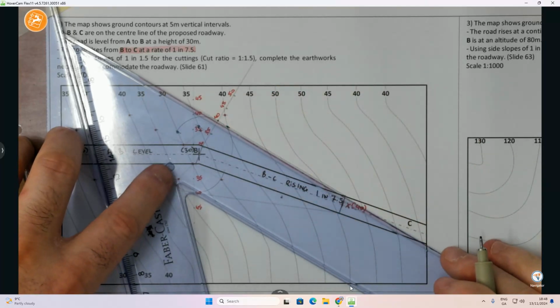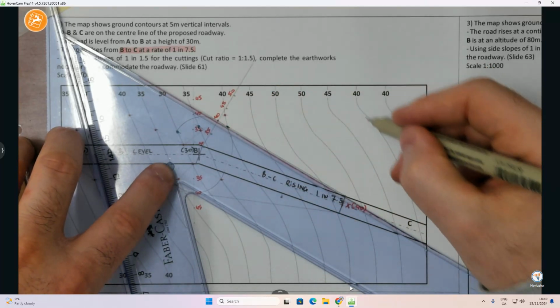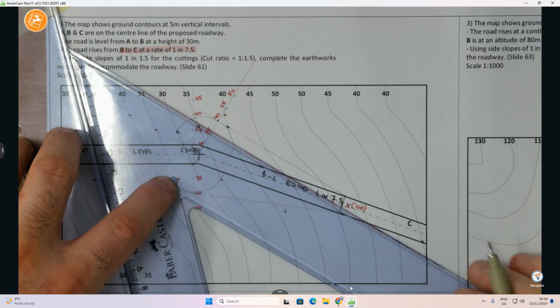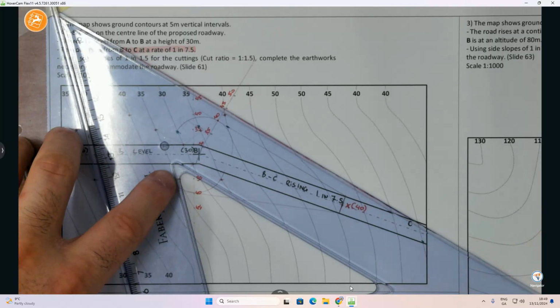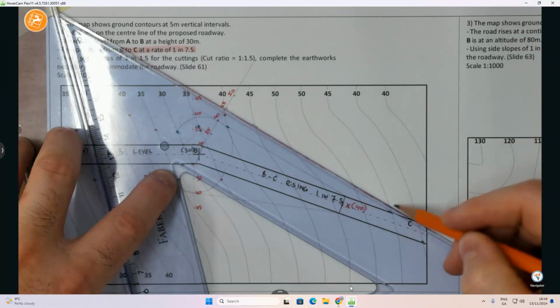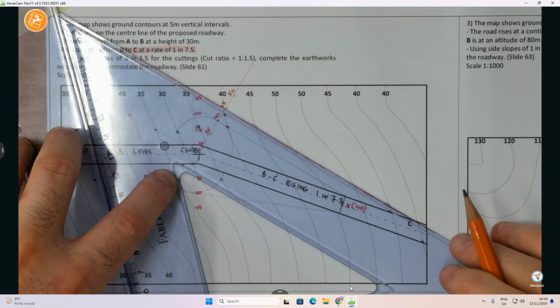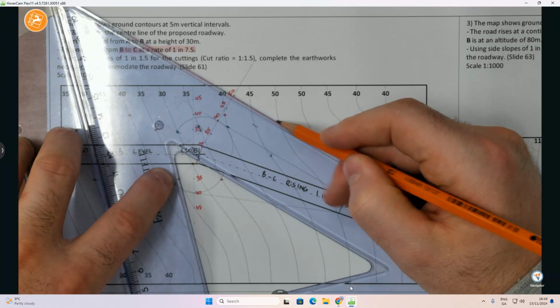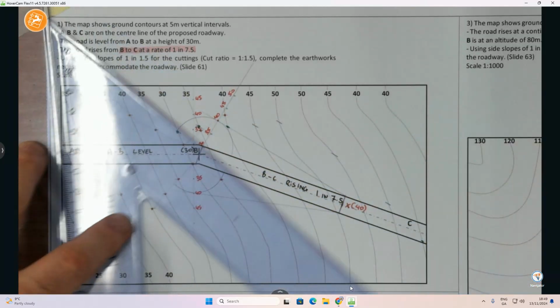Is there any other 40 if we follow it down? Yes, there is. Look, there's the 40 right down here. Yeah, there's one there. Then we're on to the 45. So there's the 45. Is there any other 45? Yes, there is. Okay, and then we have the 50. So 50 is here and here.